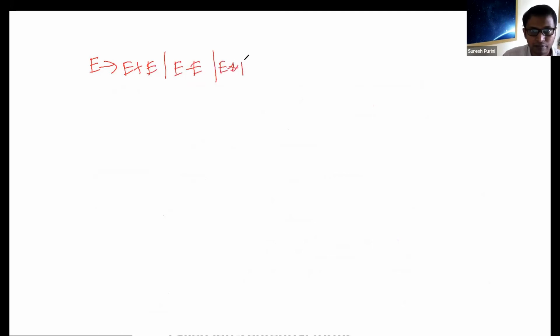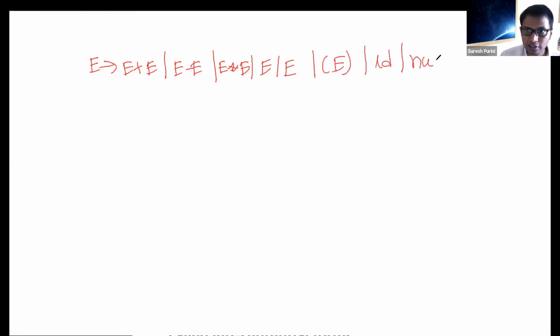So how do we solve this problem? Let's take a bigger grammar and see how we can resolve this problem. So E goes to E plus E, E minus E, or so on. This is the shortest, extremely concise way of expressing the structure of an expression.